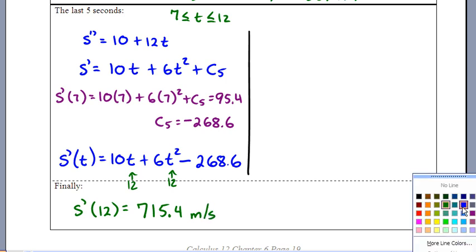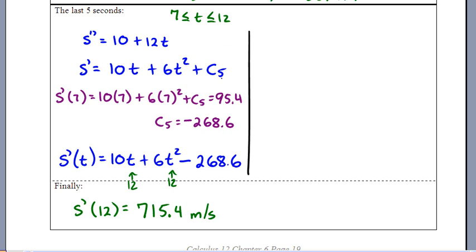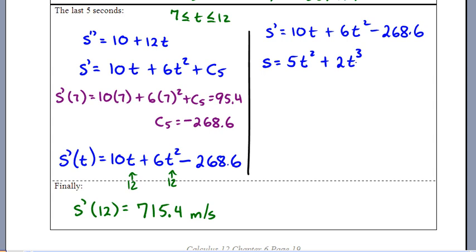Let's go one more antiderivative though. We've got this first order differential equation right here. Let's go and see if we can integrate it. Right? So S prime is 10t plus 6t squared minus 268.6. So then S would be one more antiderivative, 5t squared plus 2t cubed minus 268.6t plus C6, some last constant here.